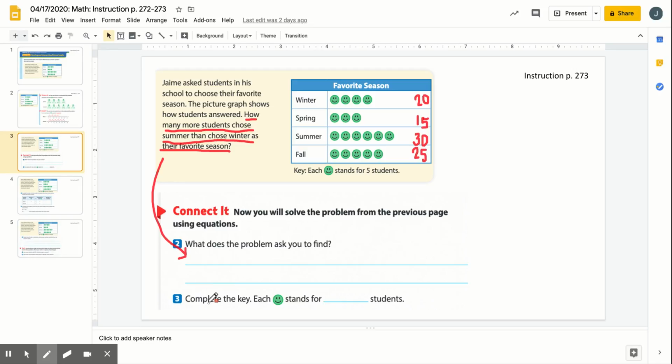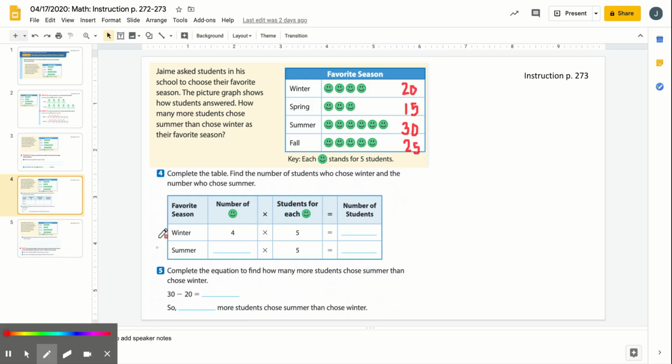Complete the key. Each green smiley face stands for blank students. So again, I can refer back to my key here and I can see that each green smiley stands for 5 students. Question 4, complete the table. Find the number of students who chose winter and the number who chose summer.